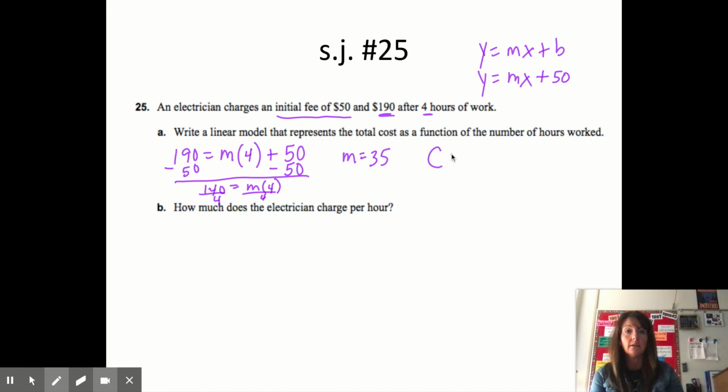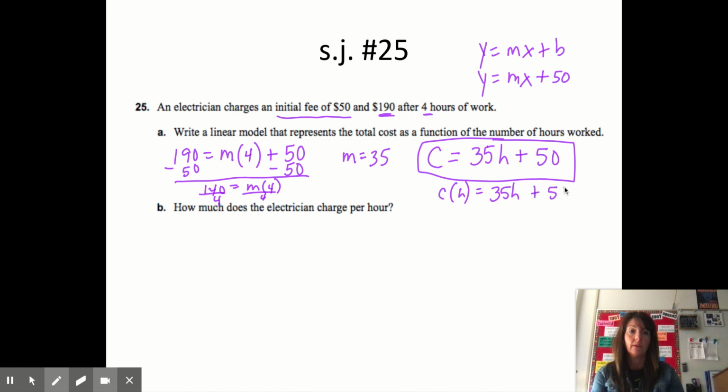So we could write the linear model. So the cost that he charges is 35h plus 50. This would be our function. Or we could say C of h, just another way to write it. So how much does he charge per hour? Here is our unit rate right there. Our hourly rate would be $35 per hour. Okay, so that concludes the notes on lesson 4.1.